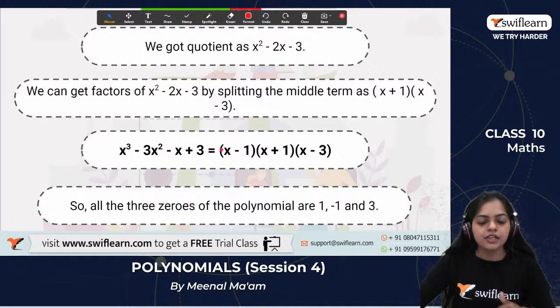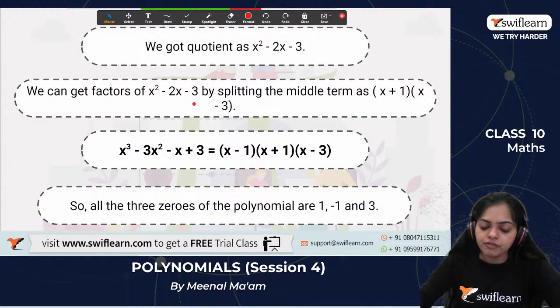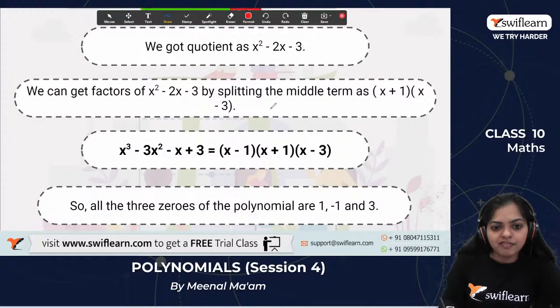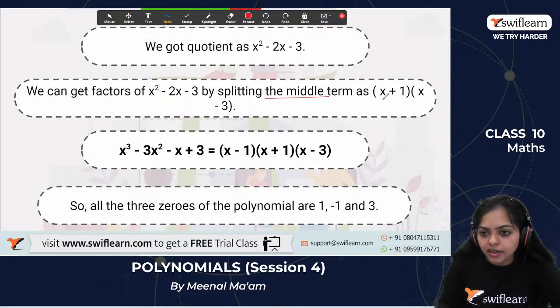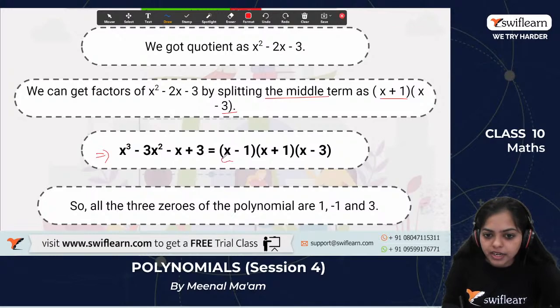Alright, so we got this as a question: x square minus 2x minus 3. Then we got the factors of x square minus 2x minus 3. We know very well how we find the factors of a quadratic equation, by splitting the middle term. So what are the factors we get? x plus 1 and x minus 3. So at last, what are the factors of x cube minus 3x square minus x plus 3? x minus 1, because it's given that x equals 1 is a zero of x cube minus 3x square minus x plus 3. So one of the factors is x minus 1 and the other two factors we obtain by using the splitting method: x plus 1 and x minus 3.